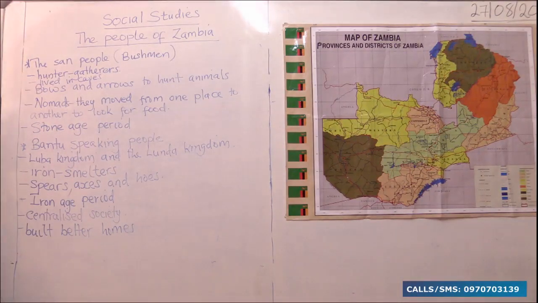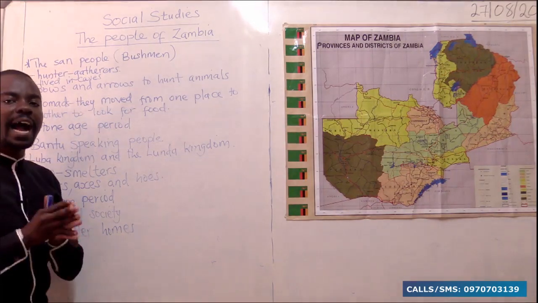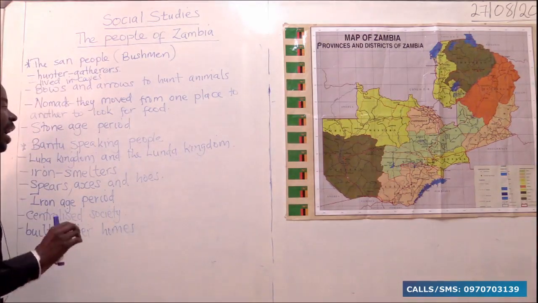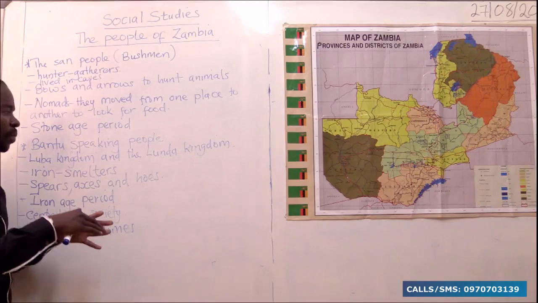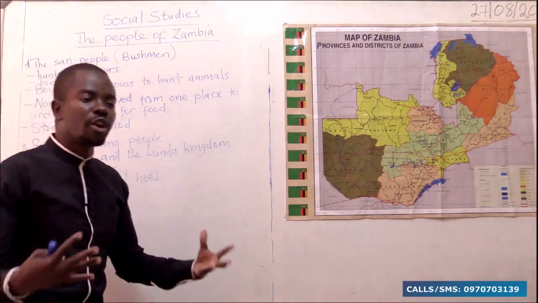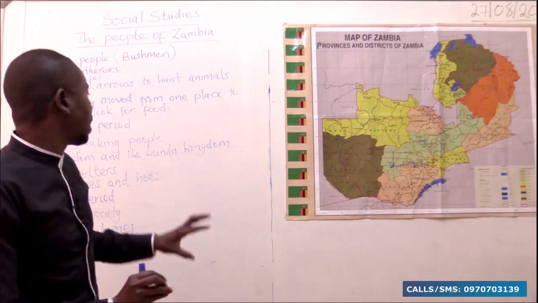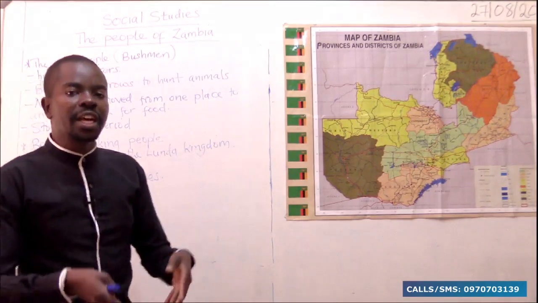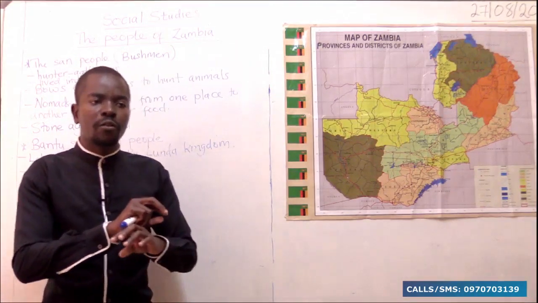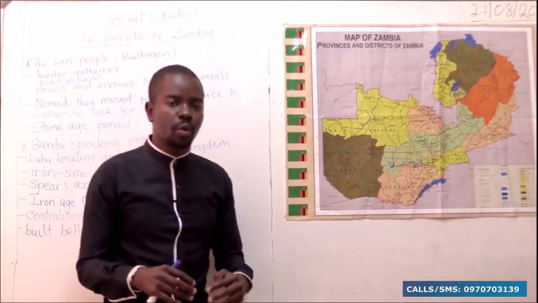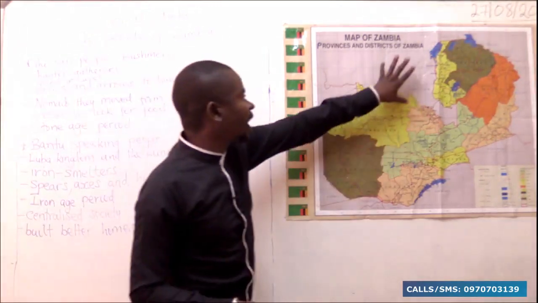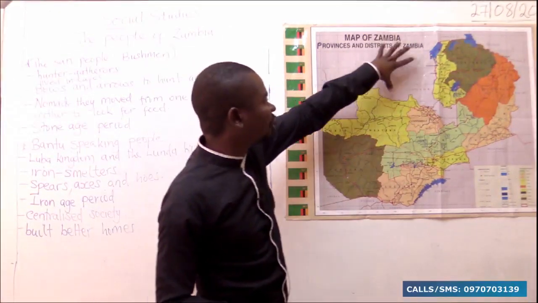Now let's go to the Bantu-speaking people. The Bantu-speaking people came from Adamawa and Cameroon Highlands. Due to land wrangles in those areas, some of them were forced to move eastwards. They couldn't go further because of the forest along the equator, so they moved eastwards into Congo DR.